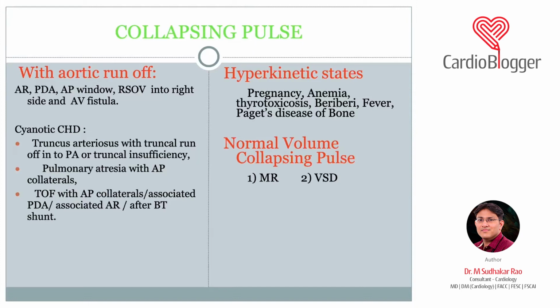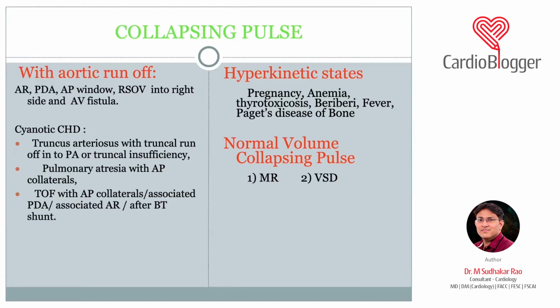Second, you may also see it in a patient with tetralogy of Fallot with collaterals, or tetralogy of Fallot with aortic regurgitation, or with a patent ductus arteriosus, or sometimes after a BT shunt. And you may also see it in patients with pulmonary atresia with AP collaterals. I don't want to confuse you. Remember the major causes: aortic regurgitation, patent ductus arteriosus, and RSOV. So these are the major causes.